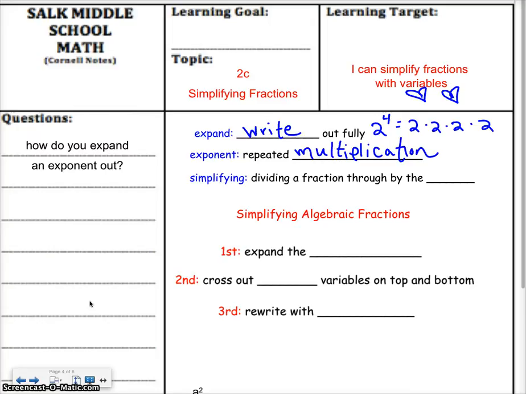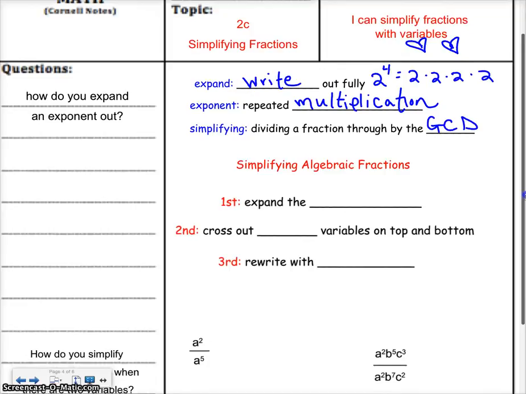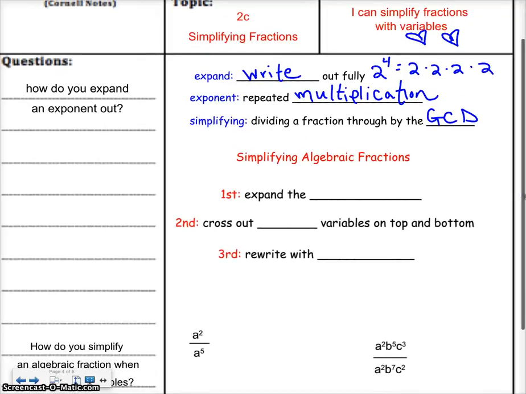So I know that you feel confident about exponents. I'm sure you feel confident with simplifying numerical fractions. You divide a fraction through by the greatest common divisor. That just means the biggest thing that goes into both of them. All right, so I'm not going to do many numerical examples since you all have your own strategy for simplifying a numerical fraction.